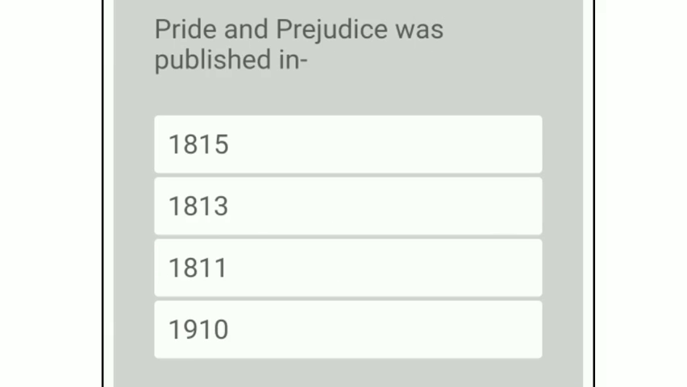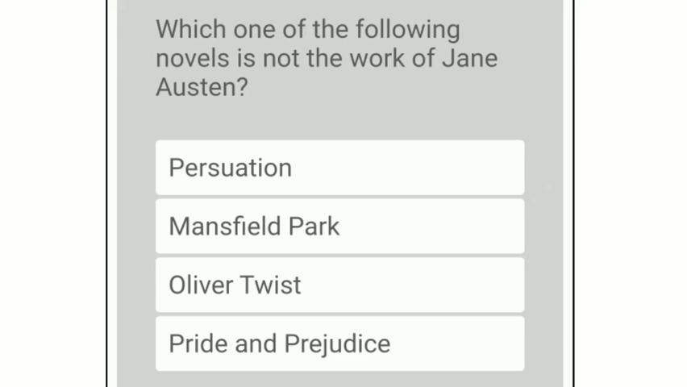Pride and Prejudice was published in: options are 1815, 1813, 1811, and 1910. You should know that Pride and Prejudice was published 2 years after the publication of Sense and Sensibility, and we know that Sense and Sensibility was published in 1811. Hence, Pride and Prejudice was published in 1813. Hence, here the right answer is option B, that is 1813. Now proceed to MCQ number 7.